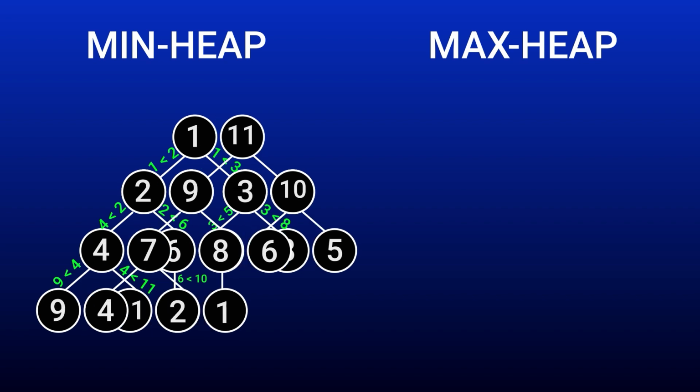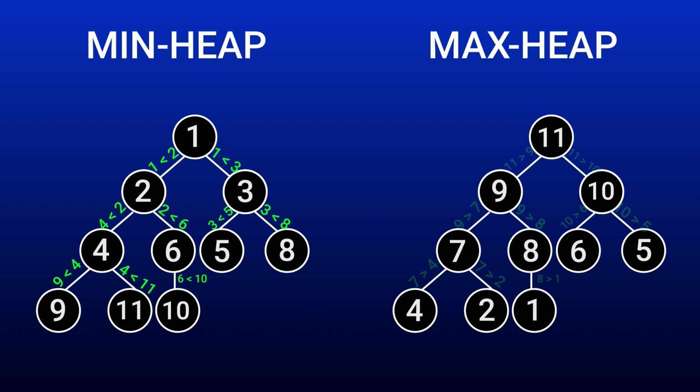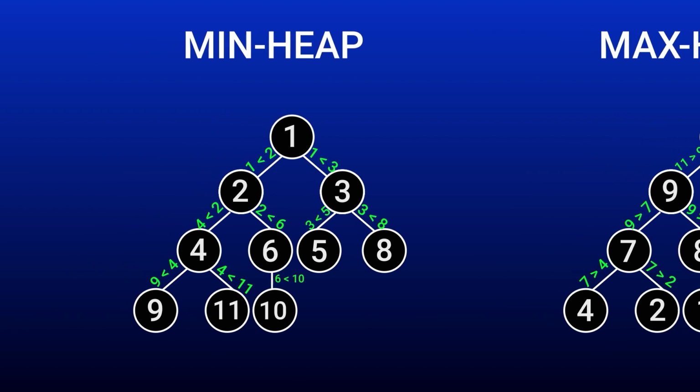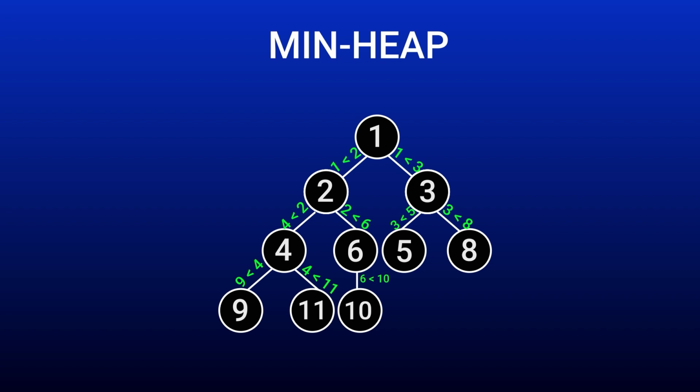Max heap is contrary to min heap. The value of the root node is greater than all its child nodes, and the same thing follows to the left and the right subtree. Here, the maximum element is always the root node. So, in min heap, we can instantly find the minimum element, and in max heap, we can instantly find the maximum element. In this video, we will be talking in terms of min heap. So, when I say heap, I mean min heap. Max heap is just the opposite of min heap.